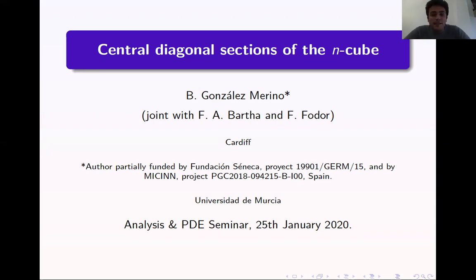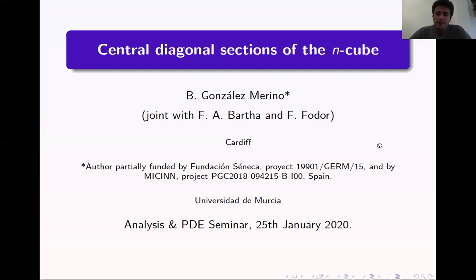As the title says, I'll talk about some properties of sections of the N-cube. This is joint work together with Ferenc Barza and Ferenc Fodor. I think I didn't see him so far, so he's not yet connected, and maybe he can make it. And they are both from the University of Szeged.